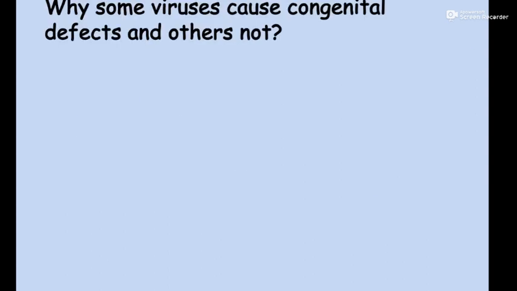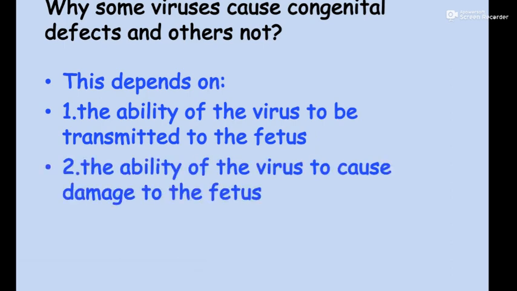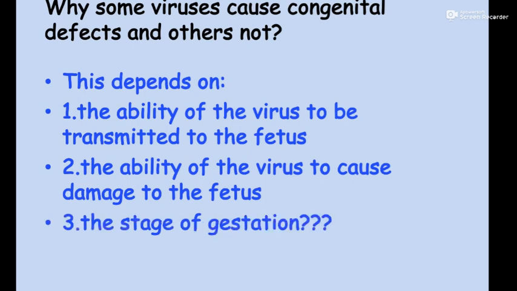This is a question that is always very important: why do some viruses cause congenital defects and others not? It depends, first, on whether the virus can be transmitted to the fetus transplacentally or not. Some cannot be transmitted transplacentally. Influenza may be transmitted but does not cause a teratogenic effect, meaning the ability of the virus to cause damage to the fetus. Is it teratogenic or not? Measles is not teratogenic, but it causes fetal death. The stage of gestation also matters: in the first month or first trimester, there is more severe congenital defect and a very high risk, because the process of organogenesis starts in these months.